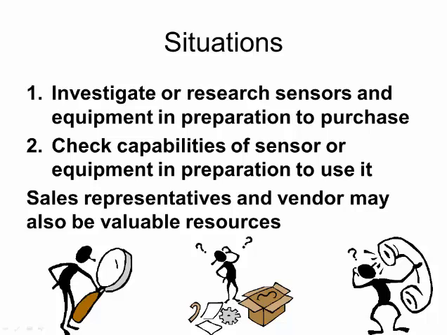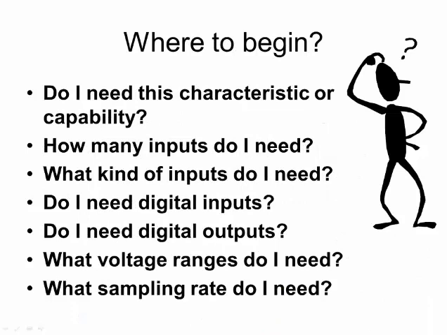Salespeople and vendors can also be valuable resources, but specification sheets are the most valuable. When researching sensors, instrumentation systems, process control equipment, and actuators to purchase, it is important to review and compare spec sheet information for the different devices and models available. If you were looking for a data acquisition device like the PDAC, I suggest that you keep asking yourself questions like these shown here. Do I need this characteristic or capability for my project? How many inputs do I need? What kind of inputs?